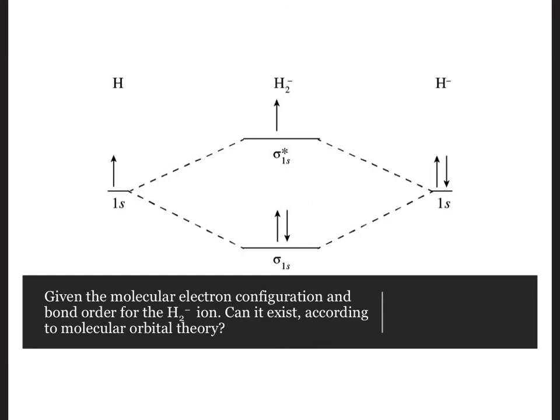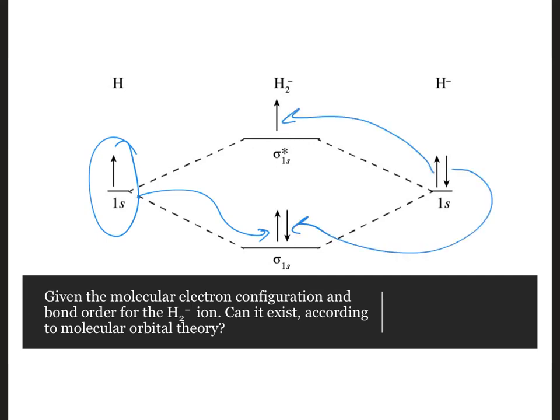Here's one for you to try. Given the molecular orbital diagram for the H2- ion, can it exist according to MO theory? We have 3 electrons, 1 from a hydrogen atom and 2 from a hydride ion, H-. Using the MO diagram for H2, this gives us a molecular electron configuration of sigma 1s2, sigma star 1s1 with a bond order of 1/2 times (2 - 1) equals 0.5. Therefore, we conclude that the H2- ion can form but is less stable than H2.